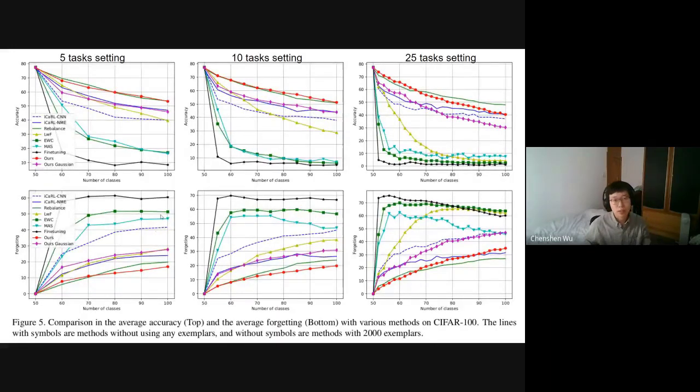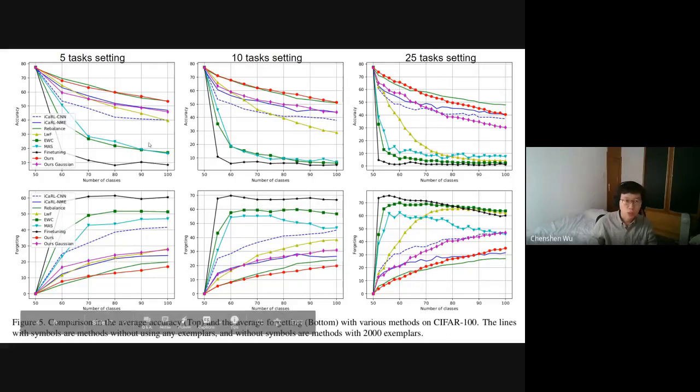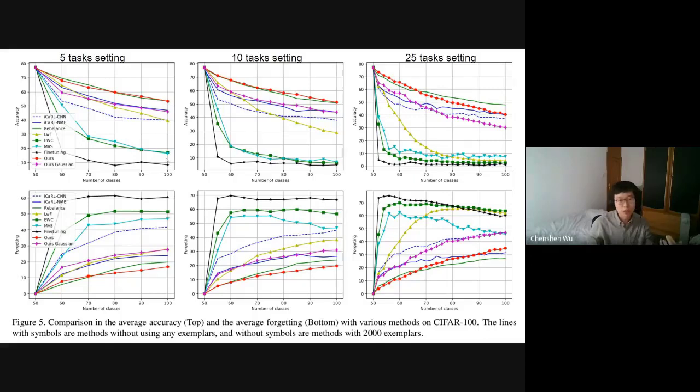And this one is for CIFAR-100. We see that in most cases our method is the best, except for the 25 task setting. And we also see that we outperform the methods without exemplars by a wide margin.